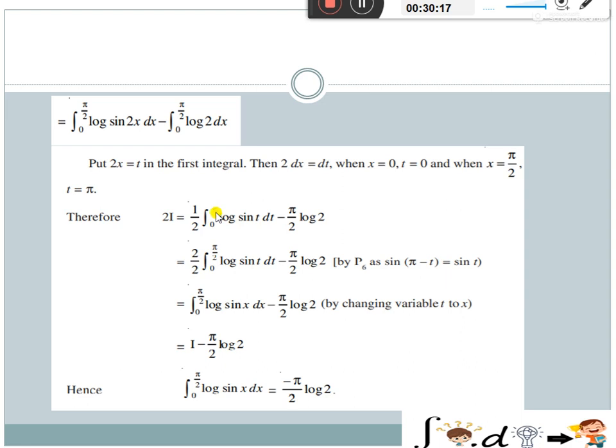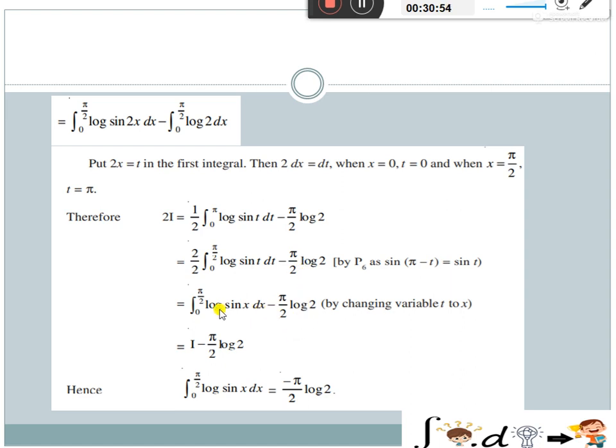Is it clear? Then here, the limit is 0 to pi, and therefore we have to use the sixth property, that means log of sin of pi minus t. It becomes log sin t, since sin of pi minus t is equal to sin t, and therefore we have to write double of this, the integral from 0 to pi by 2 of log sin t. As t is a dummy variable, we have to convert it into x. It becomes the integral from 0 to pi by 2 of log sin x dx, and this minus pi by 2 log 2 as it is.